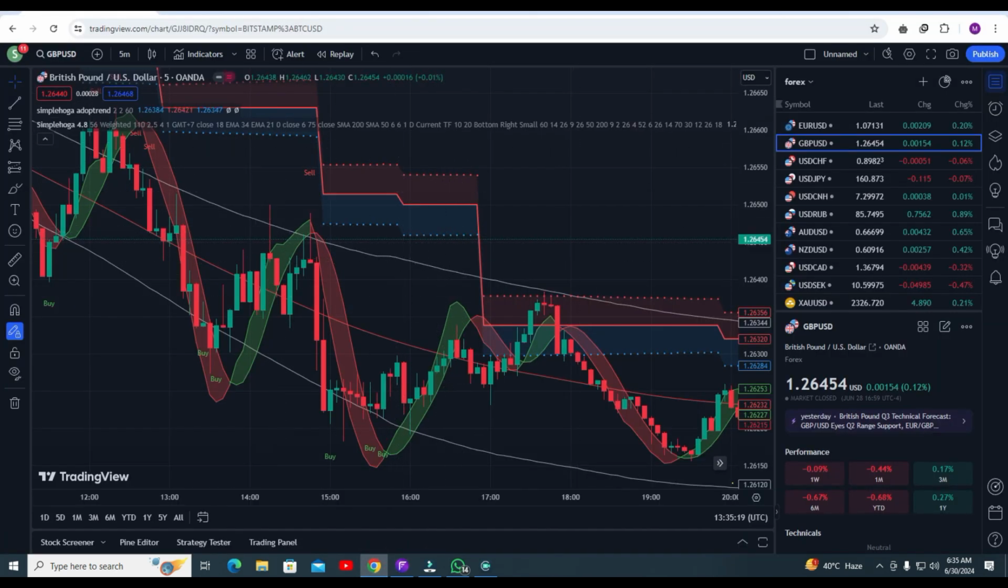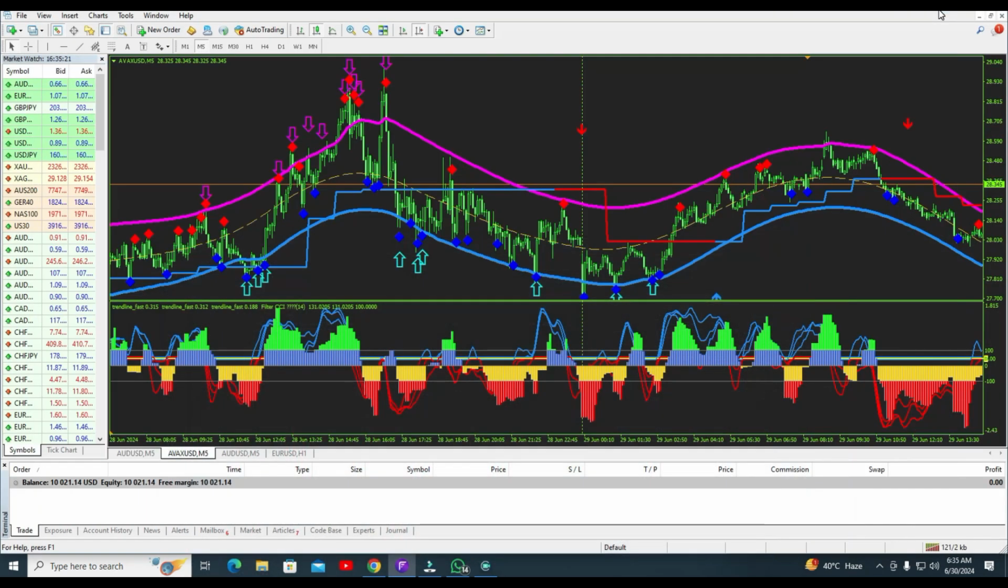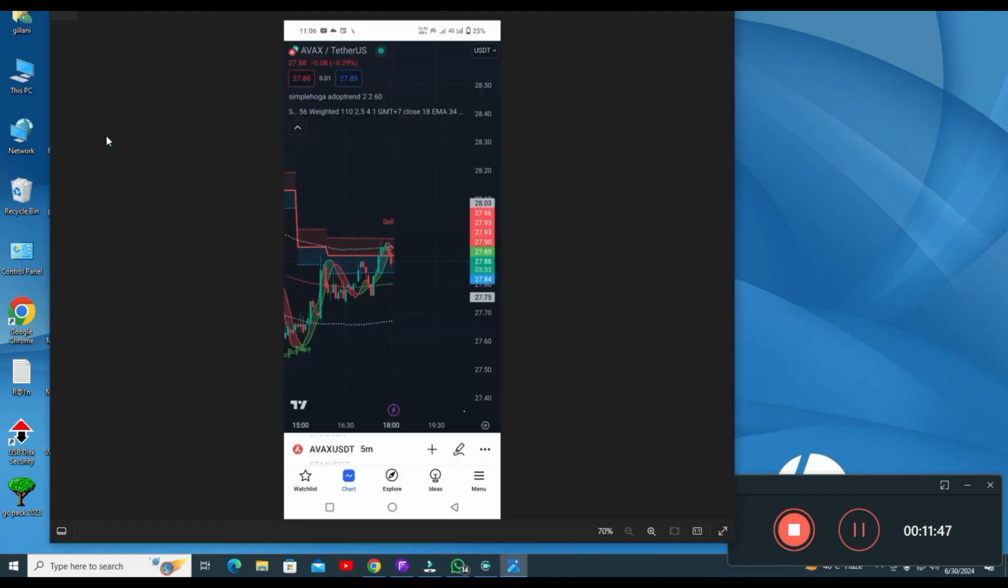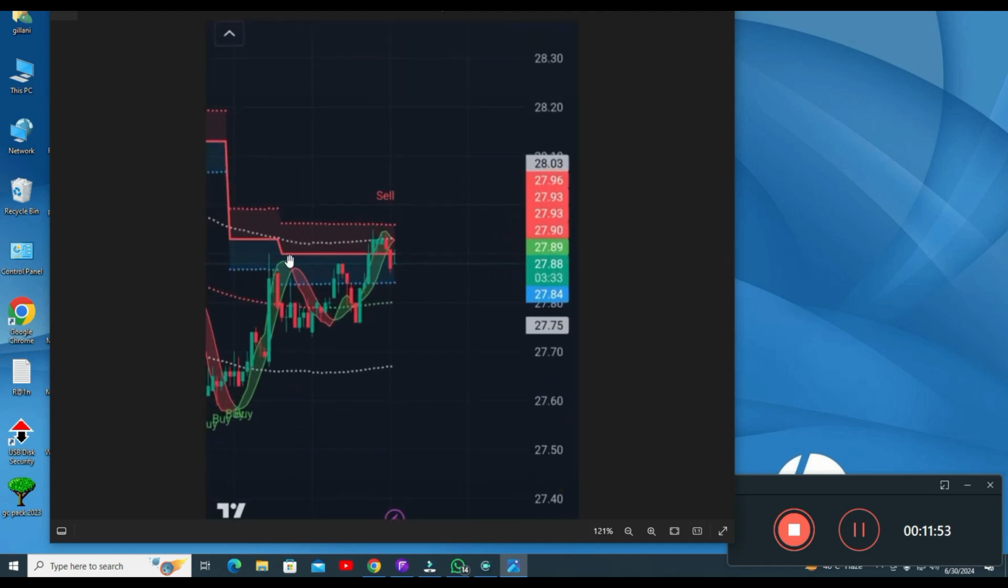These are TradingView indicators, and let me show you some results. Here is the screenshot I recorded. In this one in AVX I took a trade. Just like I told you, this trend line is red, so you have to go for the sell trade. You can see each condition is true.